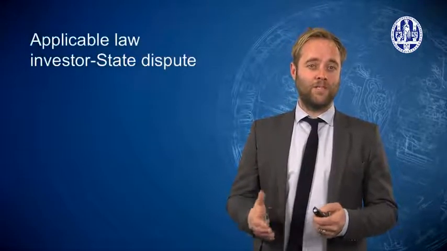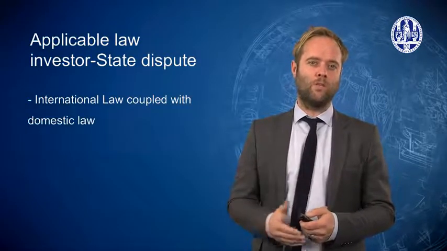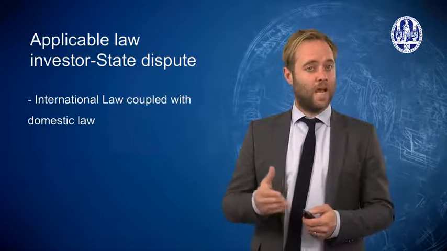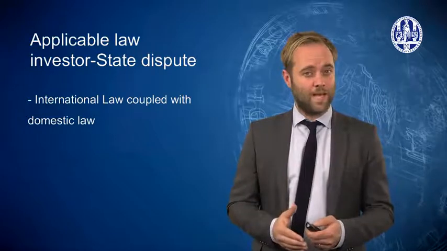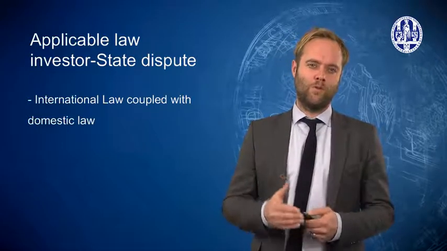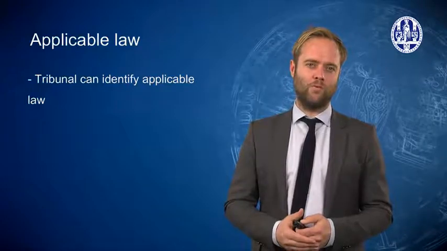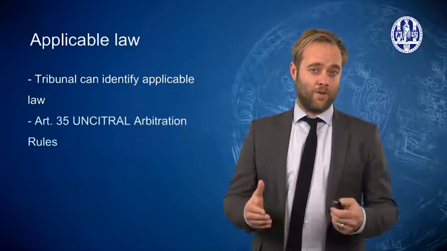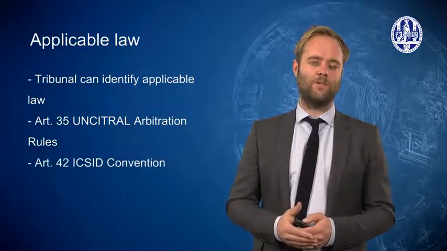In the case of an investor-state arbitration, the parties usually ask the tribunal to apply international law coupled with domestic law. This is so because, as we will discuss in a later module, investment disputes require sometimes not only the application of international law, but also the principles of the domestic law of the state where the investment was made. If the parties fail to identify the applicable law, the tribunal will itself be able to do so. Most arbitration rules grant this power to an arbitral tribunal. Examples are Article 35 of the UNCITRAL arbitration rules and Article 42 of the ICSID Convention.